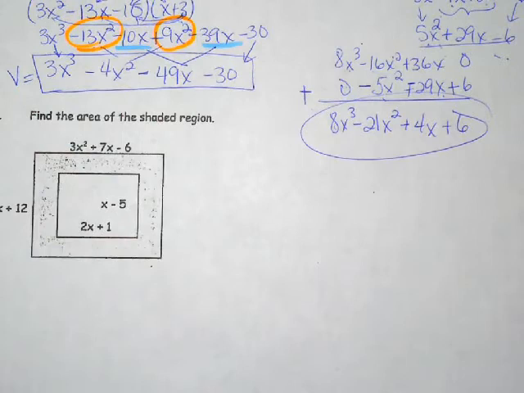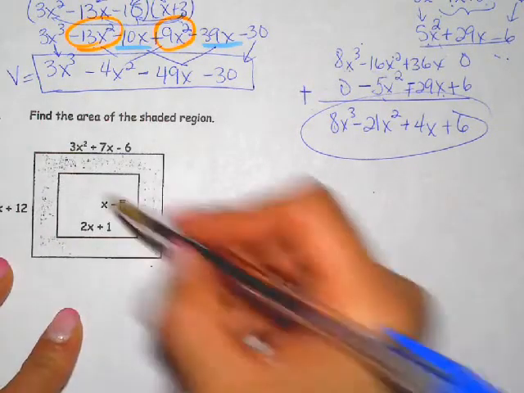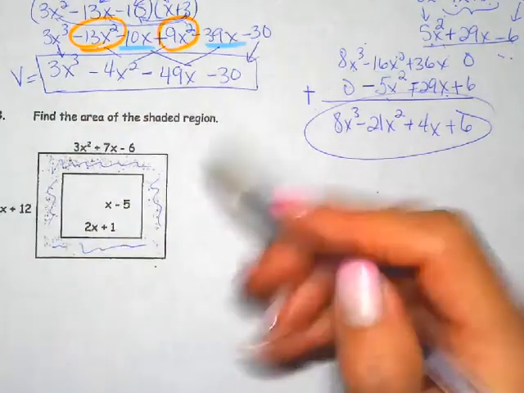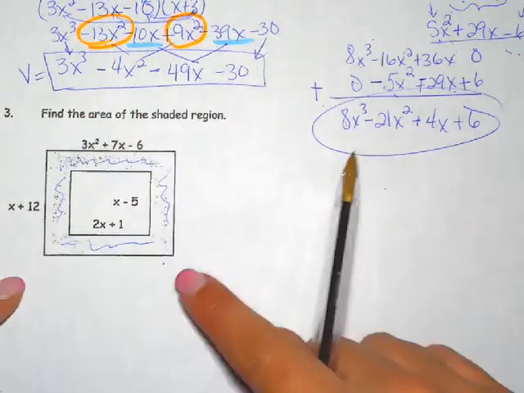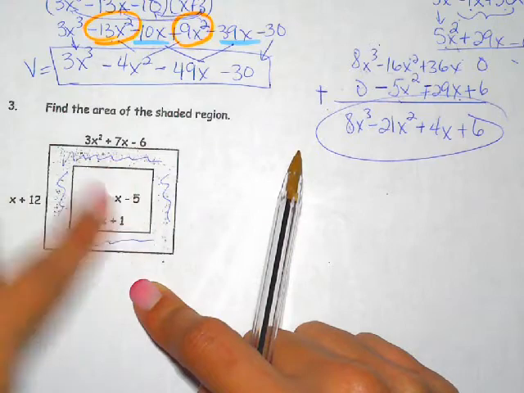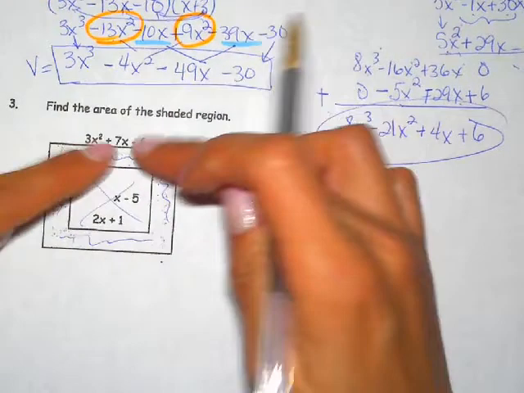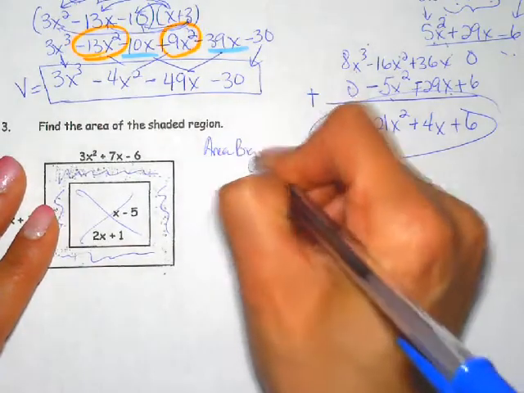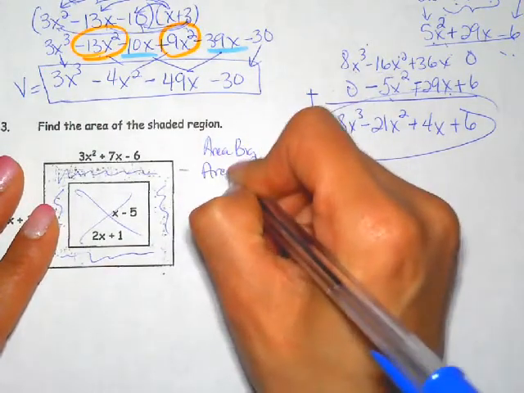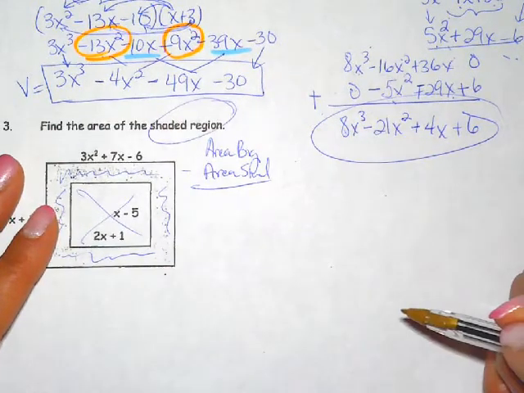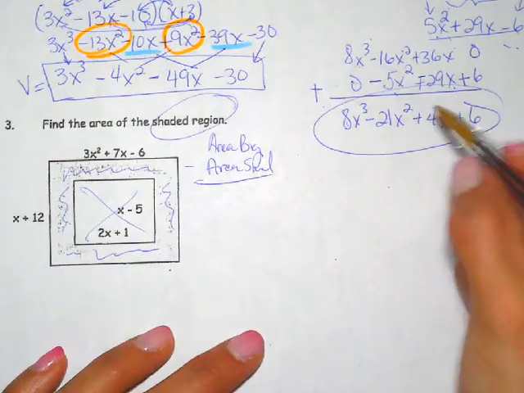Alright, let's look at number 3. It's the area of the shaded region. Well, if you notice, the shaded region is right between two rectangles. So what we're going to do is get the area of the big rectangle, and we're going to subtract or take away the area of the little one. But we're only left with what's outside of it. So the area of the shaded region is the area of the big rectangle minus the area of the small rectangle. So let's start with the big one.